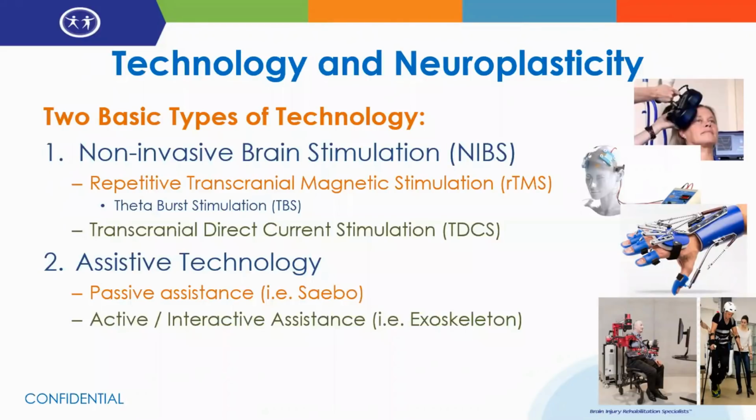tDCS, I suppose you could call it a similar technology. This is electrical current that's run between an anode and a cathode. You can increase excitability by directing current from the anode to the cathode, and you can decrease excitability by running current from the cathode to the anode. And use of this technique is pretty easy.